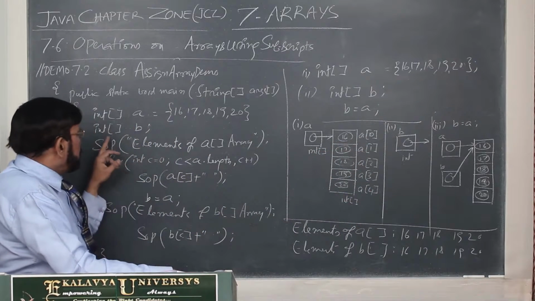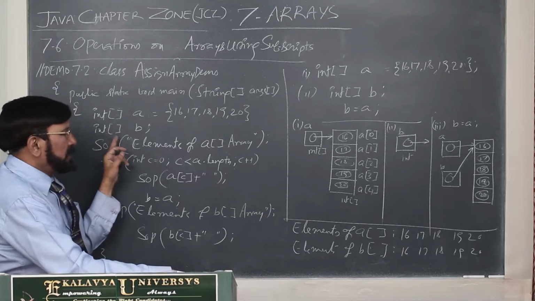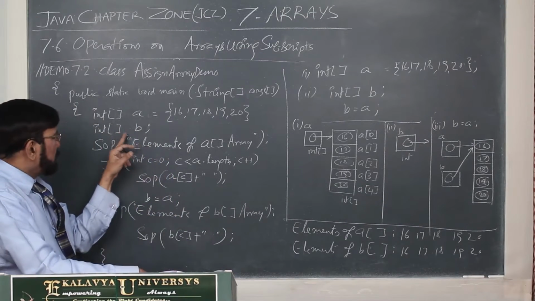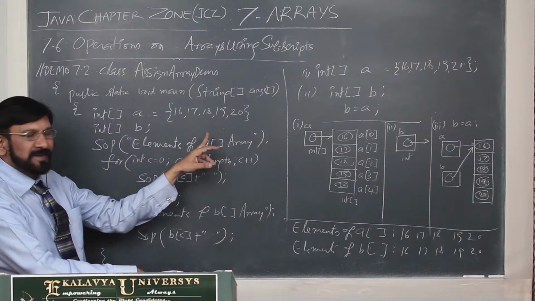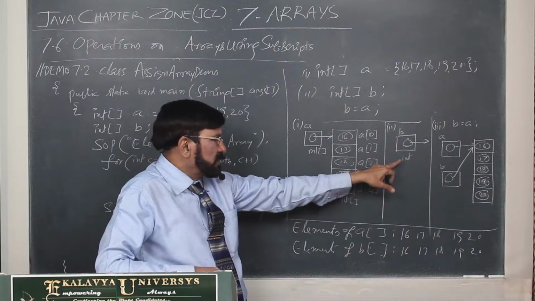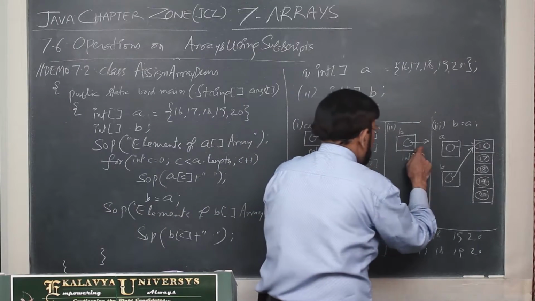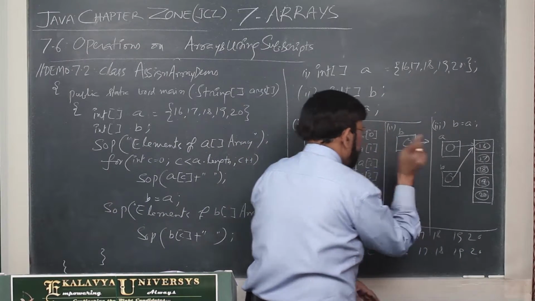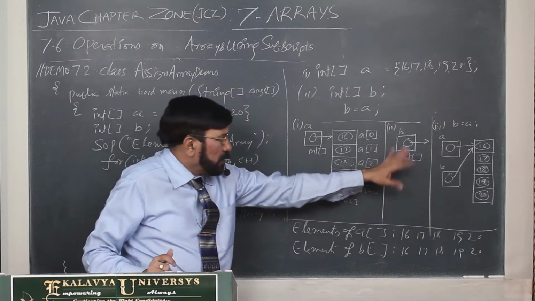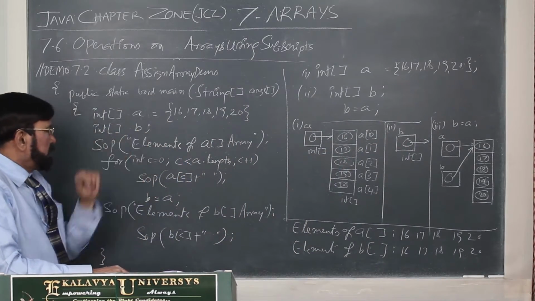Okay. Thereafter, I declared array reference B. I didn't initialize that. Just is a reference variable. So B reference variable, and its type is int array. So it is like a string of a kite. Okay. Then that is there.